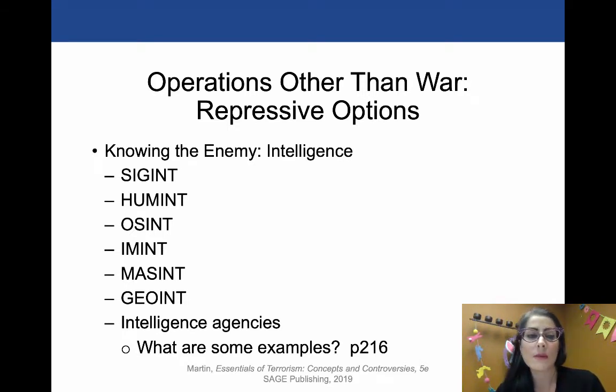So they analyze that. And then the geointelligence, so anything from geospatial intelligence, from maps and geographical information. Okay. And of course, intelligence agencies, anything collected from the regular sorts of intelligence agencies that you might get. More information can be found on pages 216 to 217.